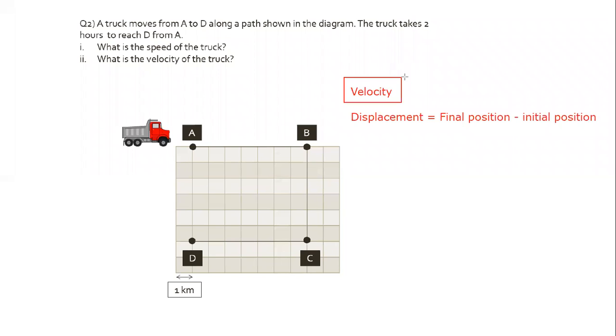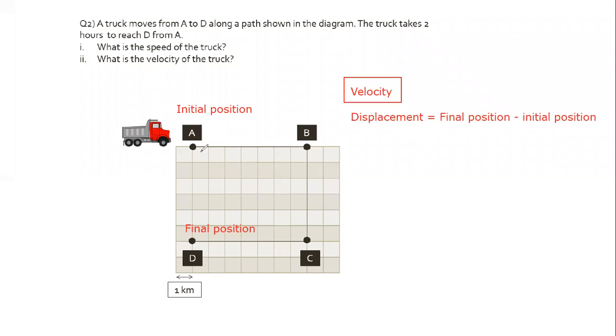Now initial position क्या है? ट्रक ने कहाँ से स्टार्ट किया? ट्रक ने स्टार्ट किया ए पॉइंट से. तो ए पॉइंट क्या है ट्रक का? इनिशियल पोजीशन, राइट. और ट्रक कहाँ पे जाके पहुंचा? डी पे पहुंचा, राइट. सो ट्रक का फाइनल पोजीशन क्या है? डी. ठीक है. सो व्हाट इज द इनिशियल पोजीशन ऑफ द ट्रक? ए. व्हाट इज द फाइनल पोजीशन ऑफ द ट्रक? डी.